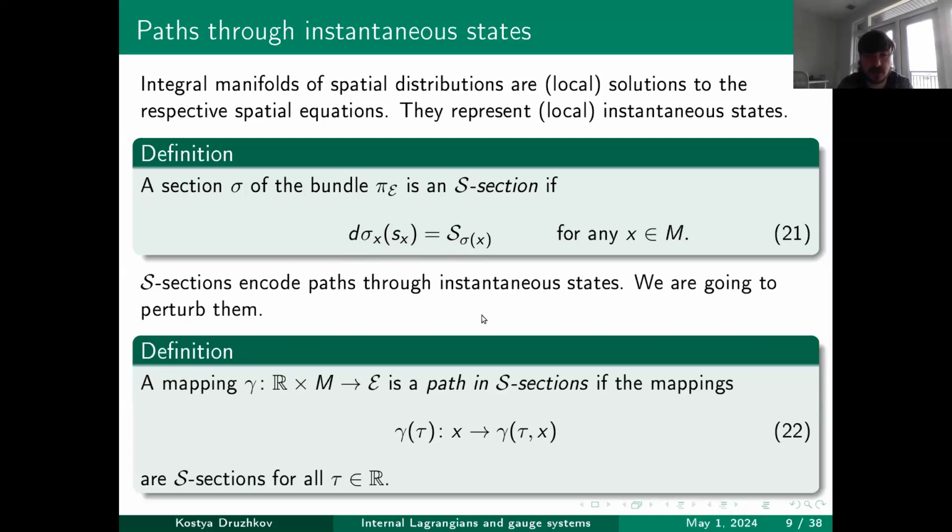S-sections encode paths through instantaneous states, but we are going to perturb them. So we need something like a definition of paths in S-sections, because if we deal with the variational approach, the variational formalism, then we should have not only such sigmas, but we should... Sorry. Yes.